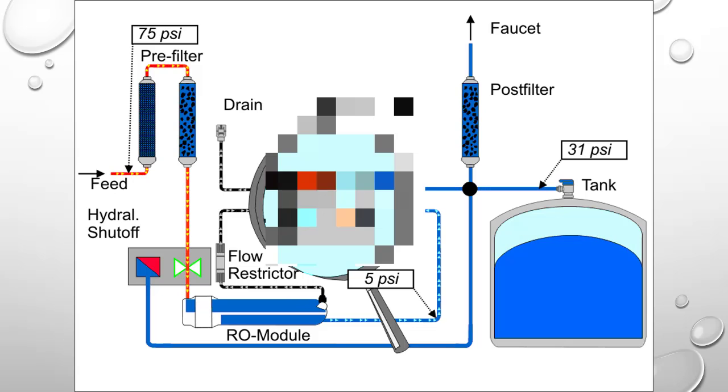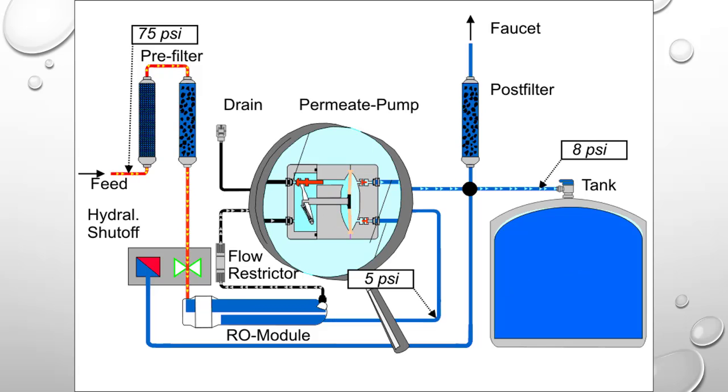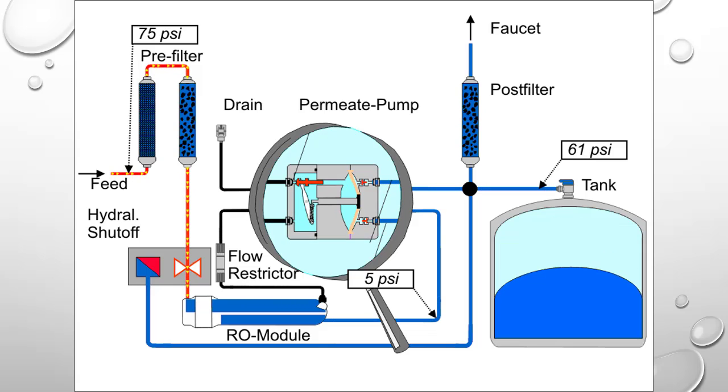Now, going back to the Permeate Pump and magnifying glass for a minute, you can see in this animation the estimated PSI of the RO or permeate water coming out of the RO membrane is 5 PSI. And the reason is water always takes the least point of resistance.